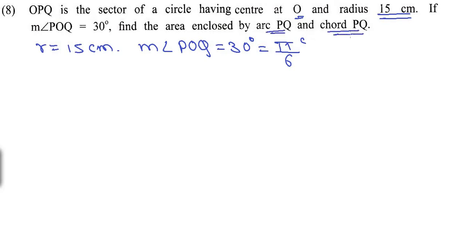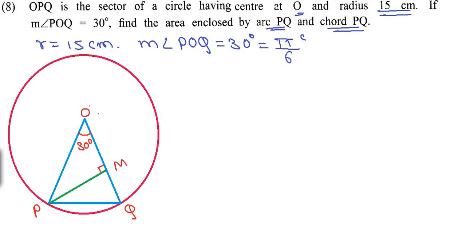Now in order to understand this area enclosed by arc PQ and chord PQ, we have to draw a detailed diagram. This is circle with center O. Now this is sector OPQ. Now triangle POQ, and this one is chord PQ.